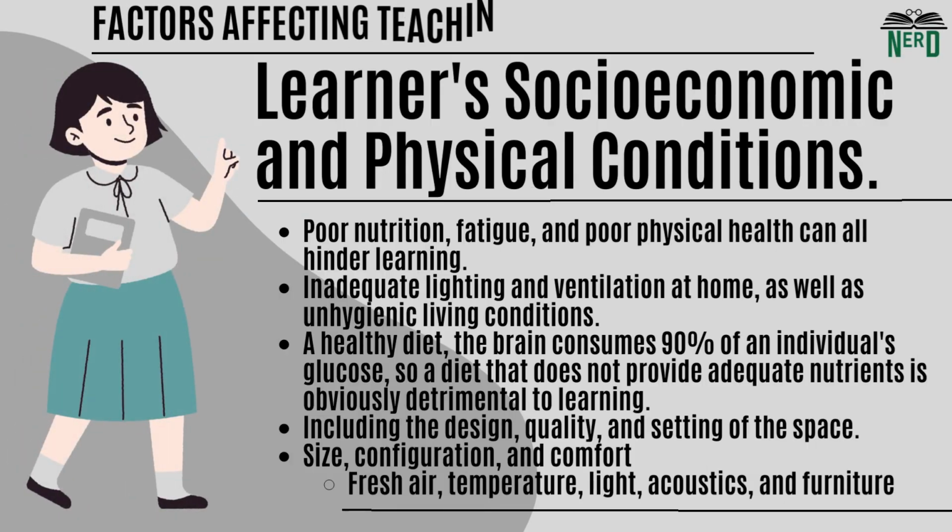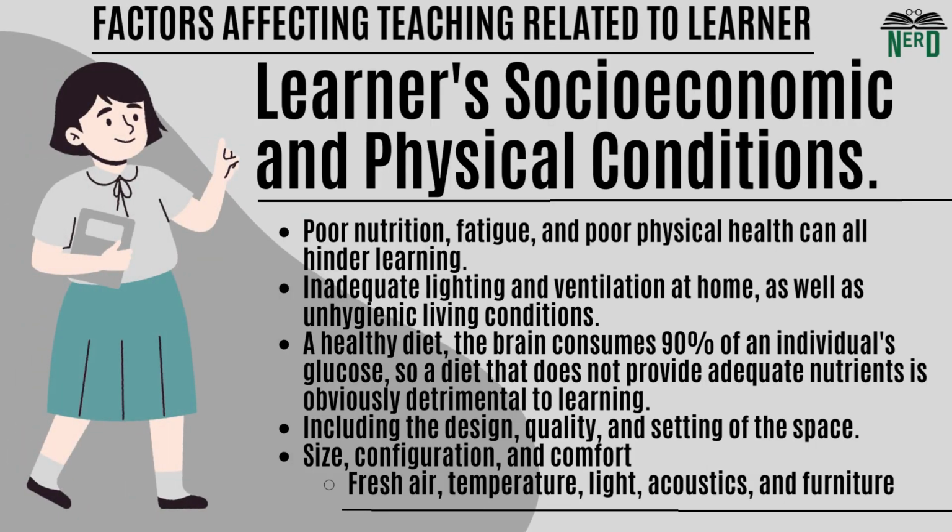The second foremost factor is learners' socioeconomic and physical conditions. Poor nutrition, fatigue, and poor physical health can hinder learning, as can inadequate lighting and ventilation at home and unhygienic living conditions. The importance of a healthy diet and other nutrients cannot be overstated. The development of children and the improvement of learning depends on these factors. The brain consumes 90% of an individual's glucose, so a diet that does not provide adequate nutrients is detrimental to learning.